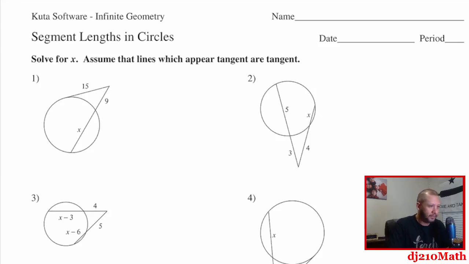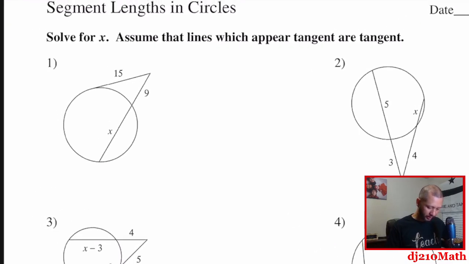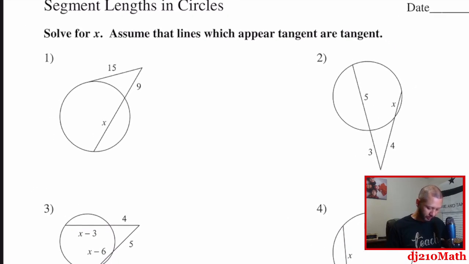Okay, segment lengths and circles. There are a couple of different formulas. We'll go through them as they come up. So, a secant line and a tangent line. That's what we have here, basically, a secant line and a tangent line.